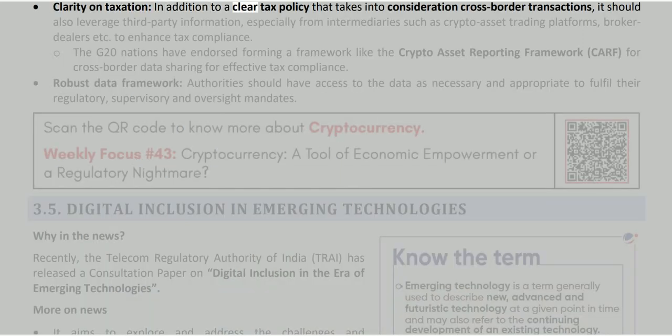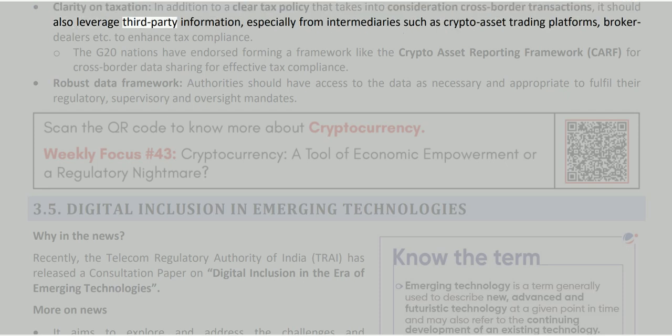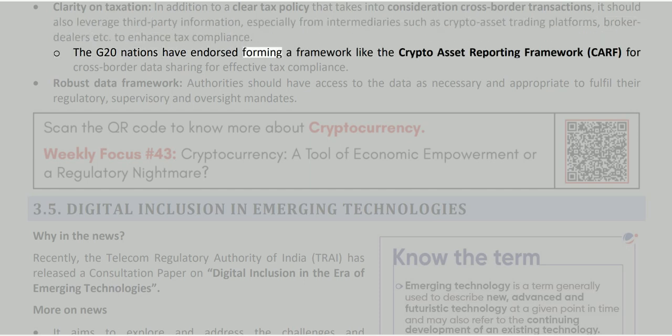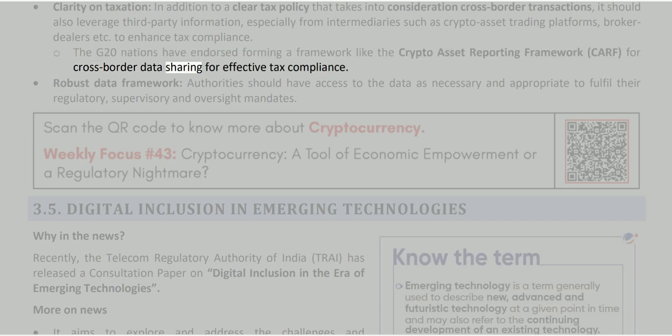Clarity on taxation. In addition to a clear tax policy that takes into consideration cross-border transactions, it should also leverage third-party information, especially from intermediaries such as crypto asset trading platforms, broker-dealers etc. to enhance tax compliance. The G20 nations have endorsed forming a framework like the Crypto Asset Reporting Framework, CARF, for cross-border data sharing for effective tax compliance.